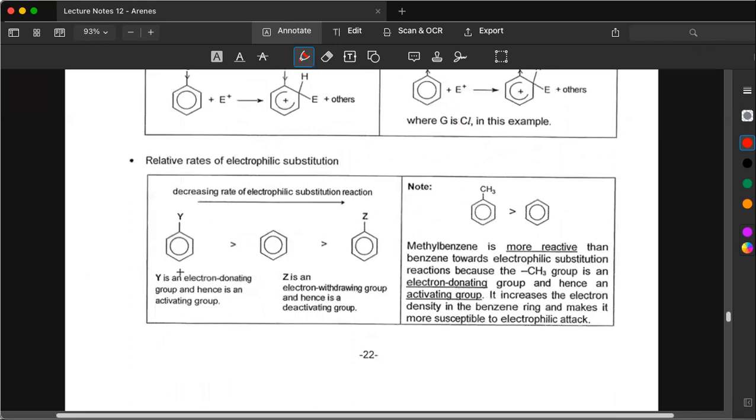So if Y is the electron donating group, the rate of reaction will be the highest. If Z is the electron withdrawing group, it will be the lowest. So methyl benzene is more reactive because of this explanation. You must say CH3 is an electron donating, activating group, increases electron density in the ring, makes it more susceptible. Can ready.